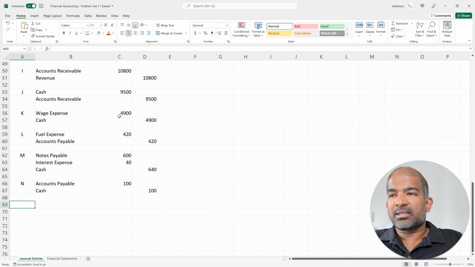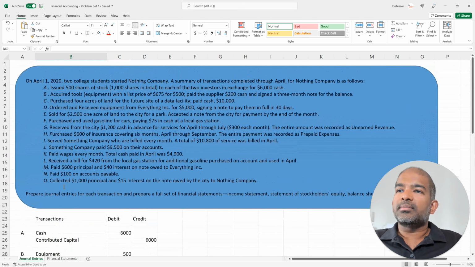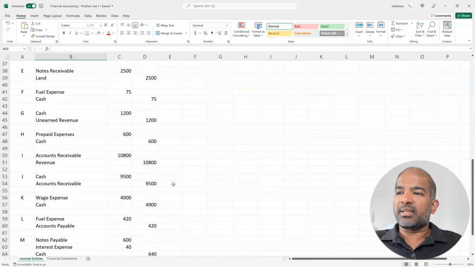Next, the final transaction O, the firm collected $1,000 principal and $15 interest on the note owed by the city to Nothing Company. So whatever the city owed us, for which transaction E, right? We sold them a piece of land for $2,500 for which we accepted a note from the city. So we are collecting $1,000 out of that with a $15 interest. How do we take note of that?